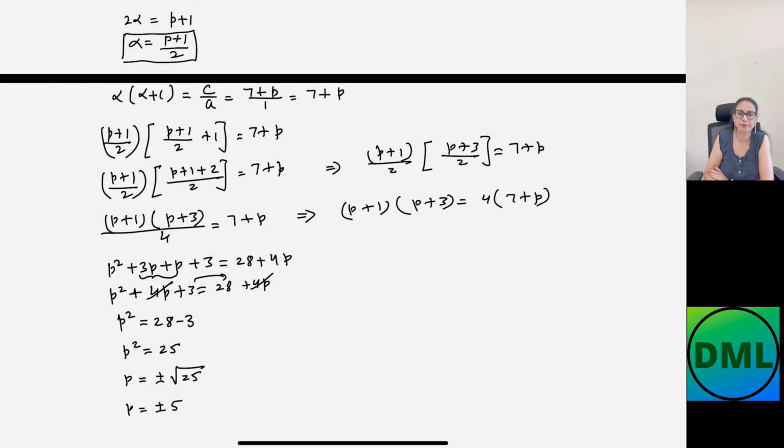They told us that p is greater than 0 in this condition. So I have to take p is equal to 5 as my answer. I can't take p is equal to minus 5 as my answer. So this will be the answer for p here.